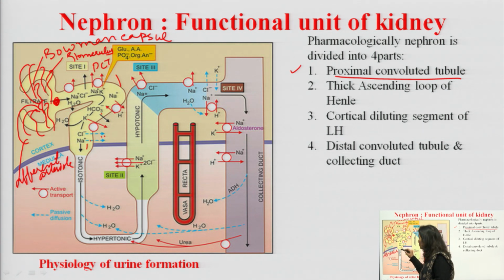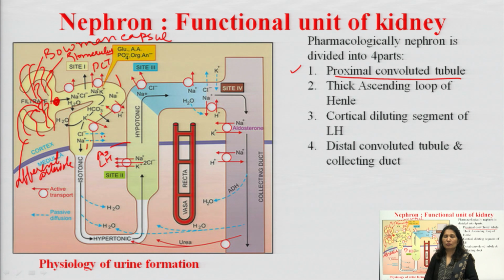This isotonic fluid now enters the next site, site 2, the loop of Henle. There is a descending loop of Henle and an ascending loop of Henle. This is the ascending loop of Henle, and this is the descending loop of Henle. Now, the filtrate reaches the descending loop of Henle.